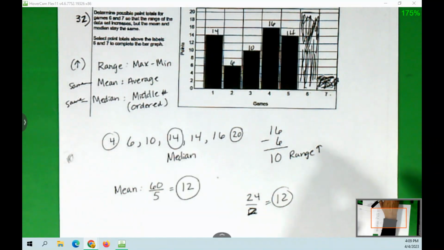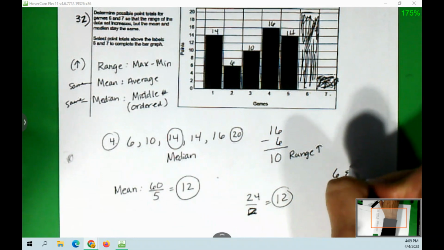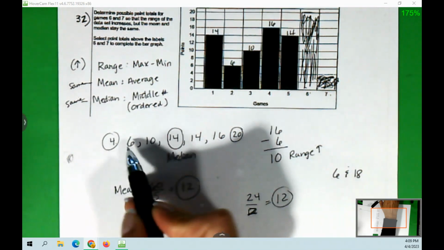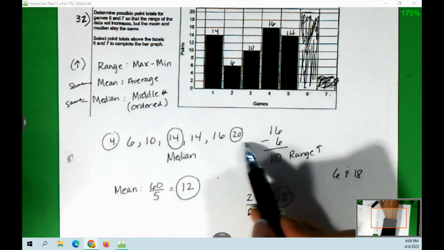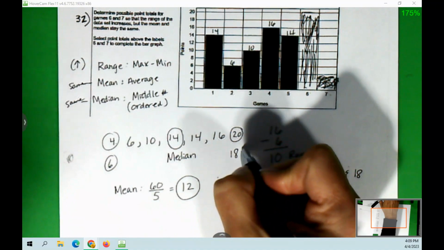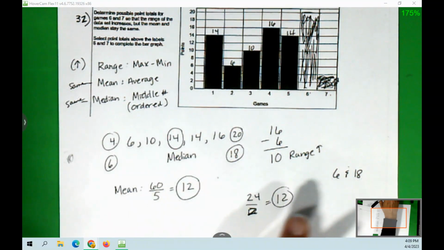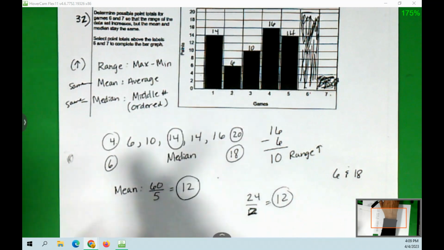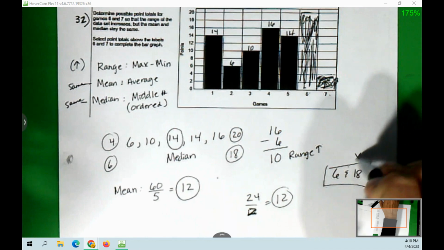Okay, other options you might have picked could be 6 and 18. 6 would be the same as the minimum, but it would still be out here. And then 18 would be further than 16, so your range would still be increasing. They would still average to 12, and the median would still be the middle number. So that's another option here that you could have picked.